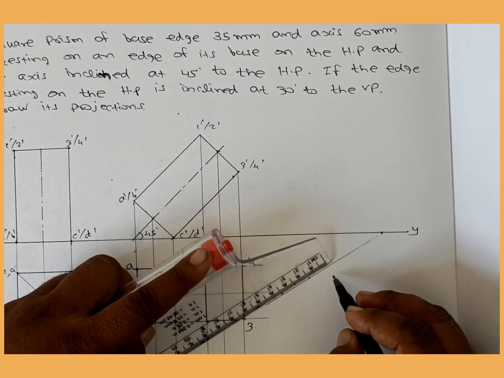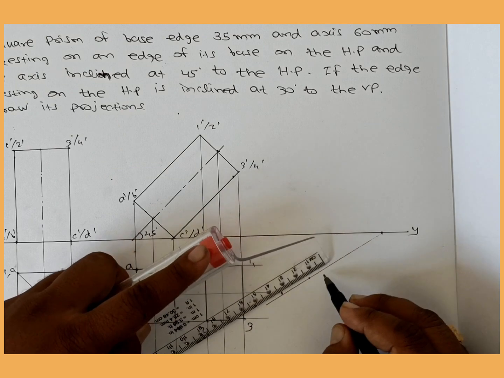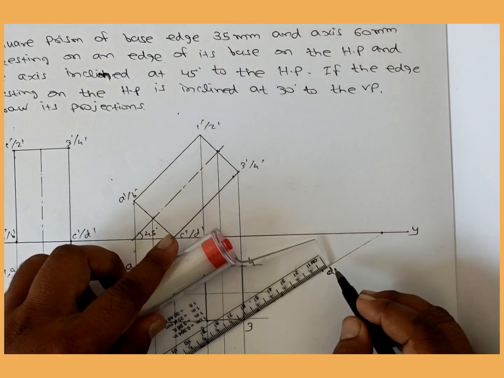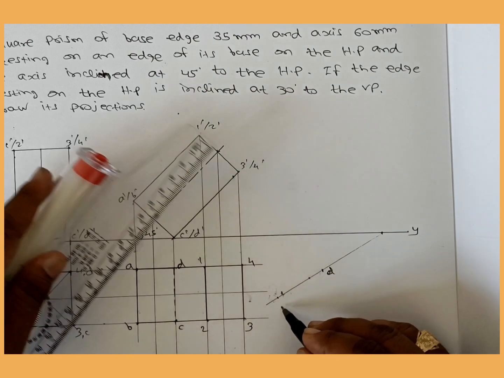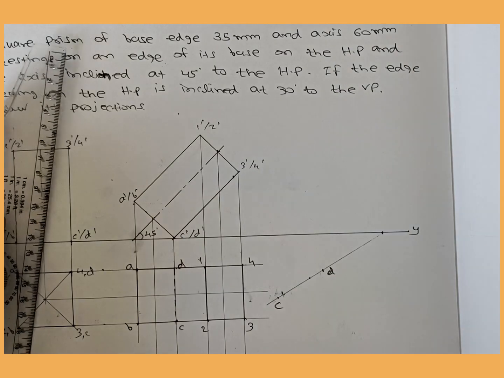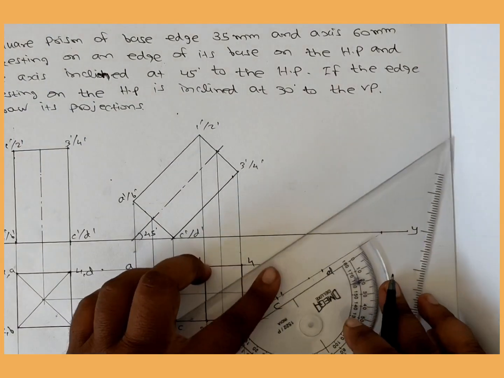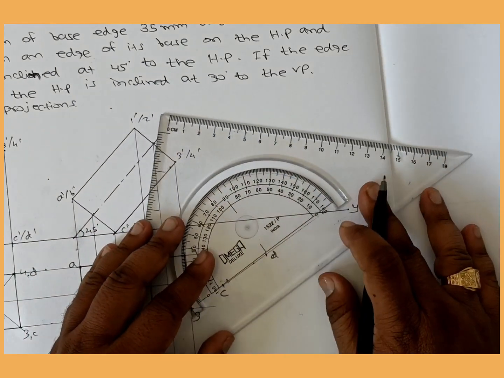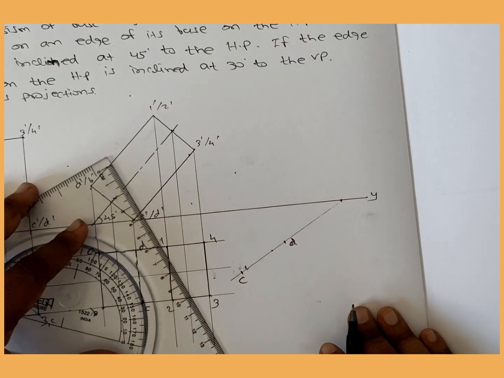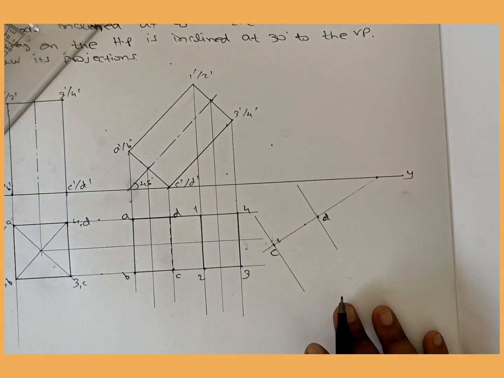So you can take from this point, we can draw, this is the D, and from 35 mm you can mark C. This is the C and this is the D. Now from these two points you have to draw the vertical line. Okay, now we have to draw this figure.